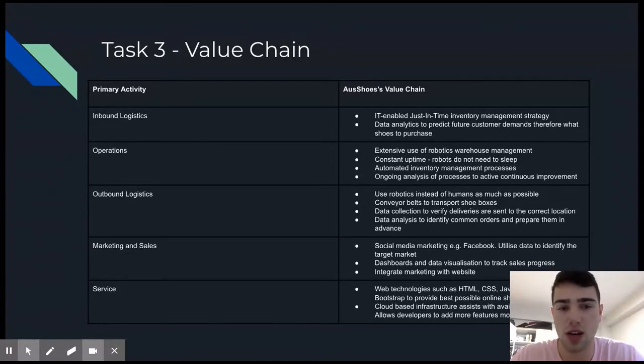Outbound logistics. Use of robotics instead of humans as much as possible. Conveyor belts to transport shoe boxes, and data collection and analysis to verify that deliveries are sent to the correct location and to identify common orders and prepare them in advance.